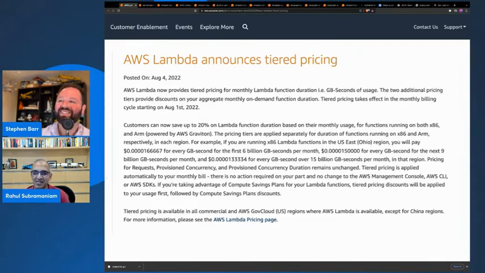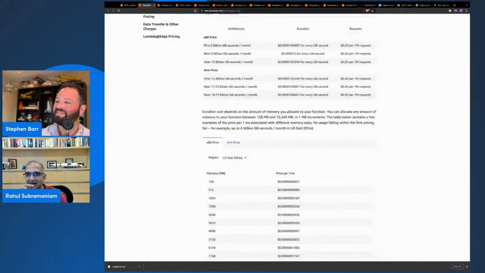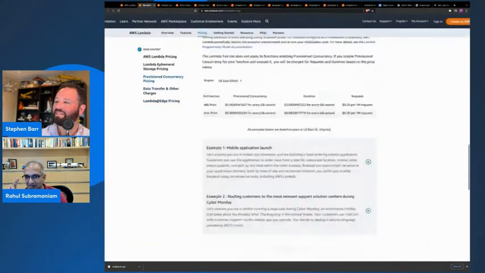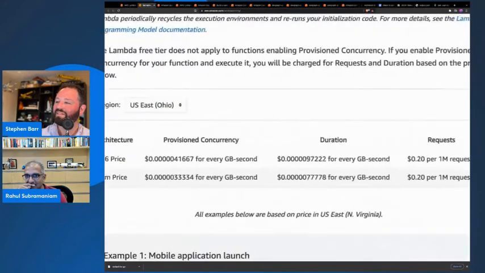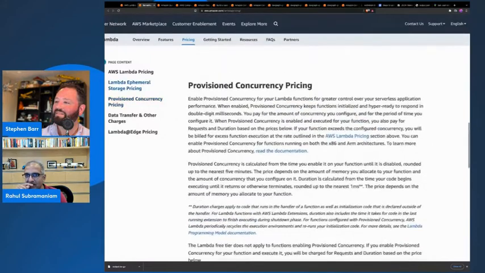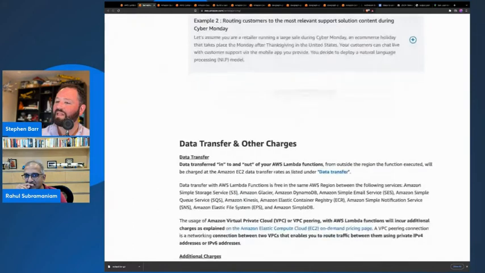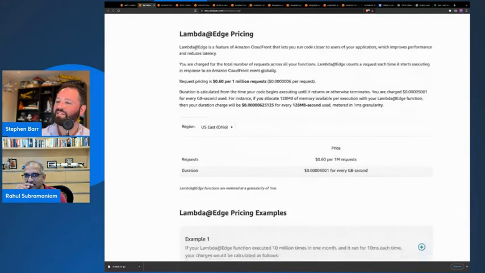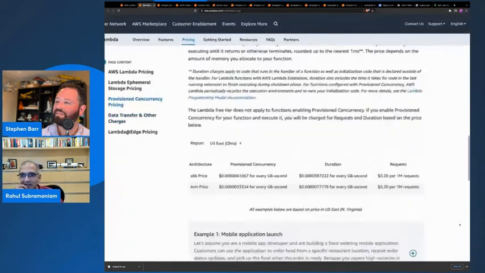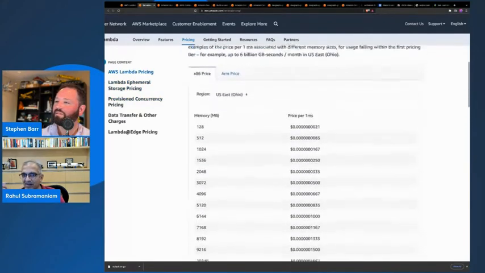Okay, can you go back to pricing? There's actually one more table at the bottom that I wanted to bring up. Yeah, no, the table on top where it compares x86. No, the one below that. There's data transfer, Lambda Edge. No, not Lambda Edge, the one on top. There's a section that talks about per second. There's a table. Yep, right there. That one.